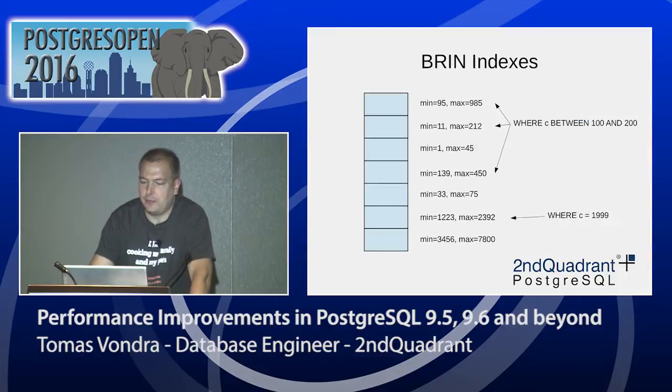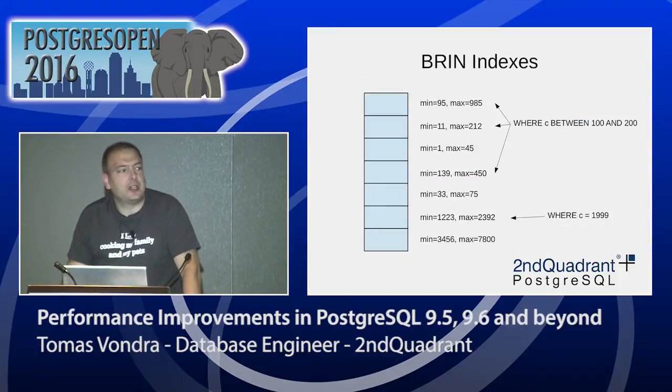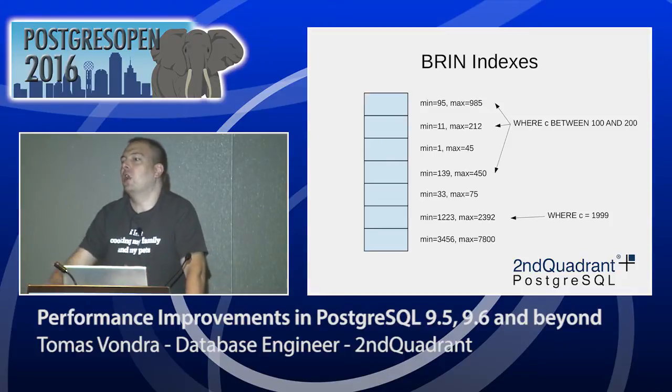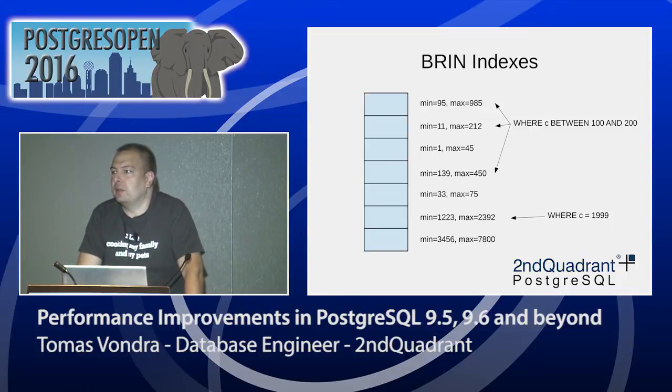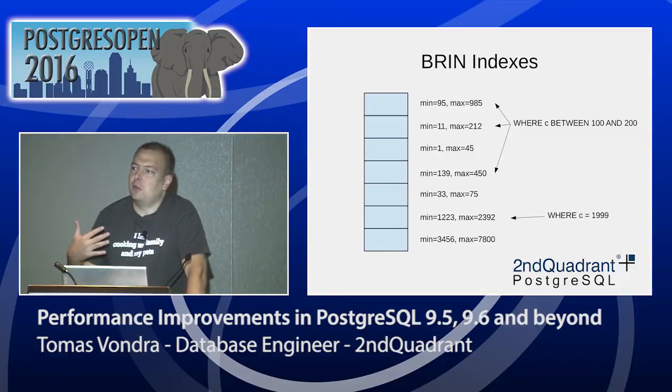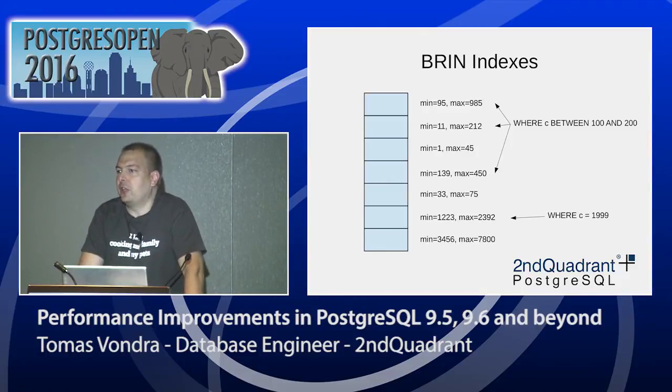OK, so next thing. If you know about Postgres, and what the strengths and great things about Postgres are, I think one of the greatest features is extensibility, right? You can implement, in a reasonably simple way, new index types, new index schemes, and so on. And BRIN indexes are an example of that.